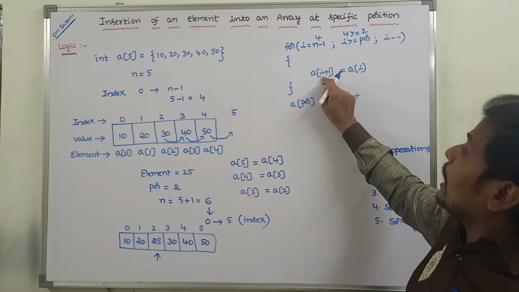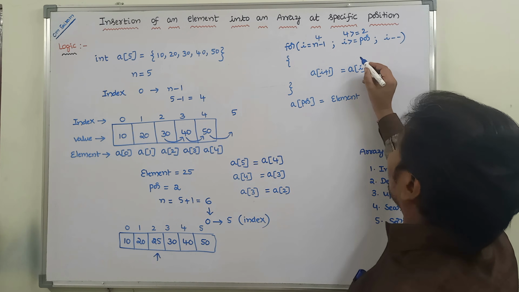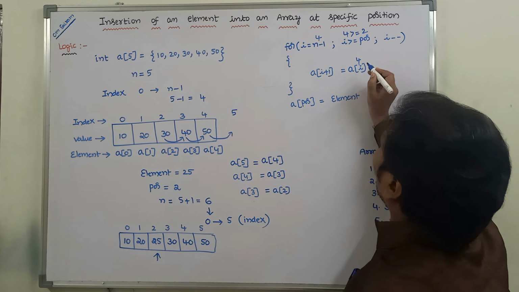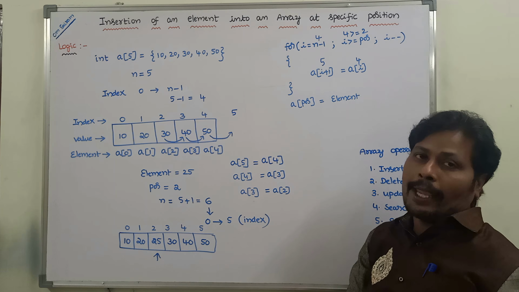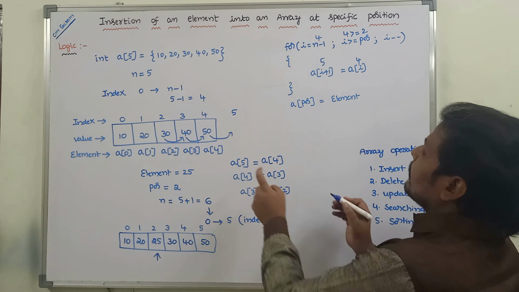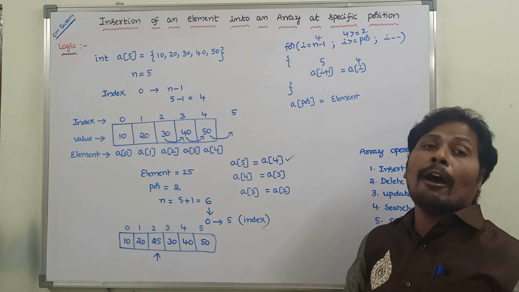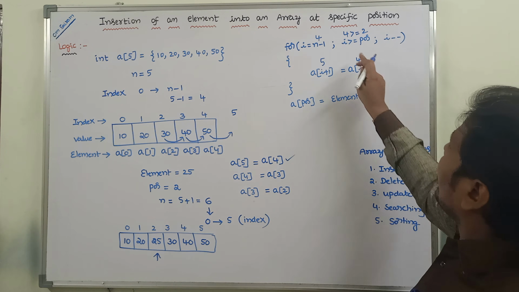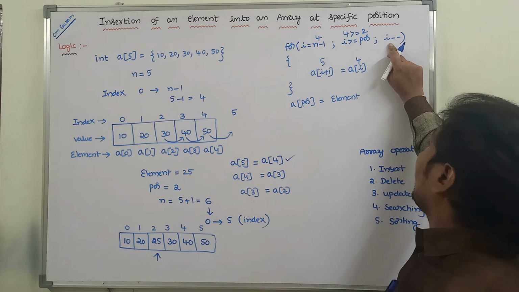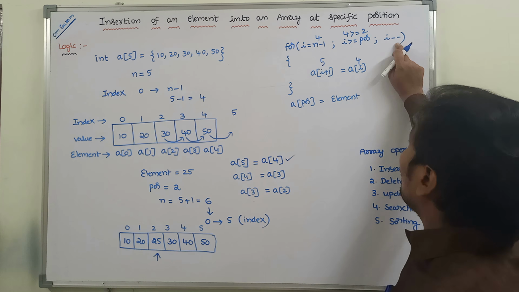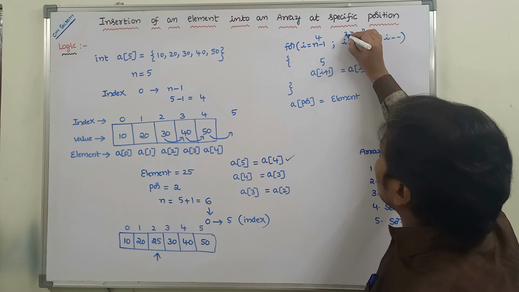A of I can be assigned to A of I plus 1. What is I value? 4. So that means A of 4 can be assigned to A of 4 plus 1, that is 5. So A of 4 can be assigned to A of 5. Okay. After executing this statement, again control goes to the for loop. I value is decremented. Now previous I value is 4. Now I value becomes 3.